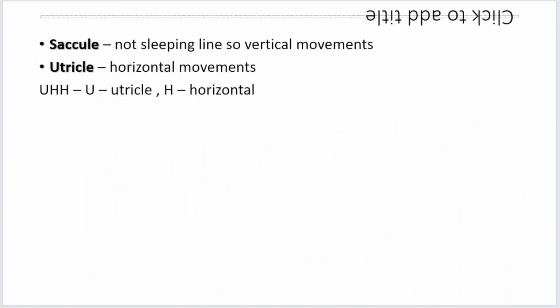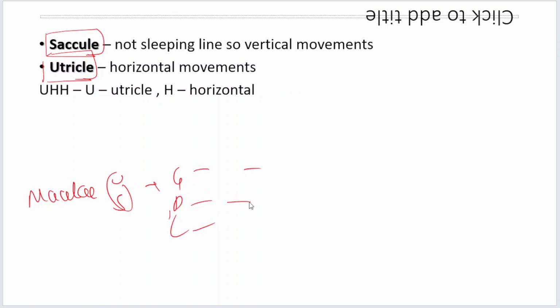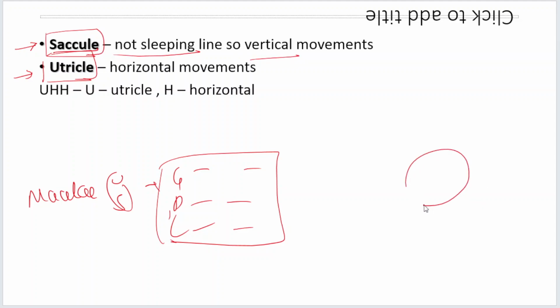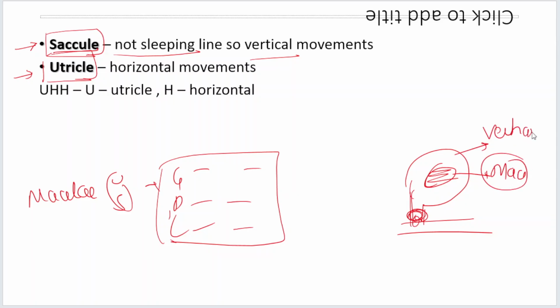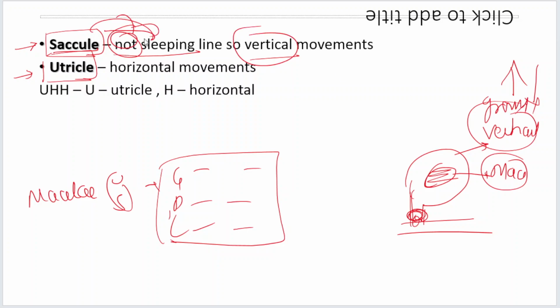Now you want to go one step further and remember what saccule does and what utricle does. If you understand, macula is there in the utricle and saccule. They do GPL: gravity, position of head and linear acceleration. If you want to go one step further, saccule means S is not sleeping line, so vertical movements. The saccule that is present here, connected to the membranous cochlea through the ductus reuniens, has the macula. It senses vertical movement only, going up or going down, gravity. Saccule is not sleeping line, so it detects vertical movements.